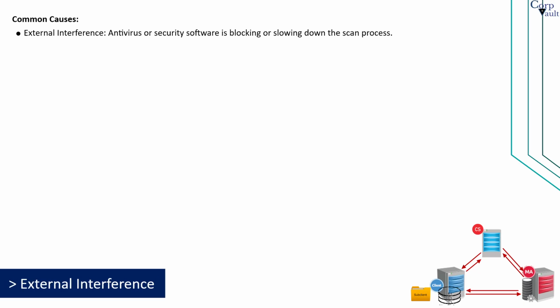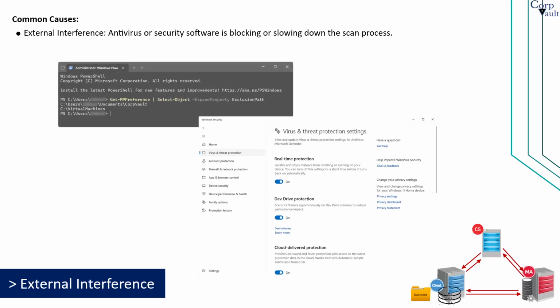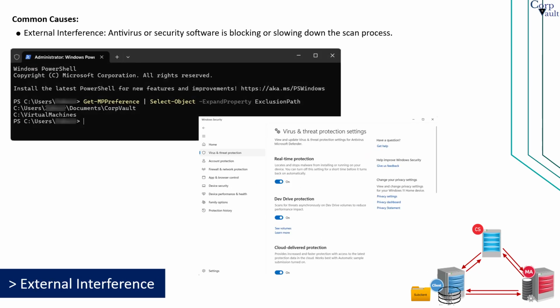External interference. Antivirus or security software is blocking or slowing down the scan process. So, check for external interference and ensure antivirus or security software is not blocking Commvault processes. Add recommended exclusions if needed.